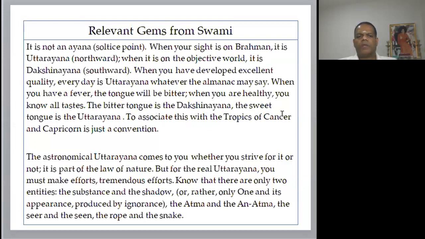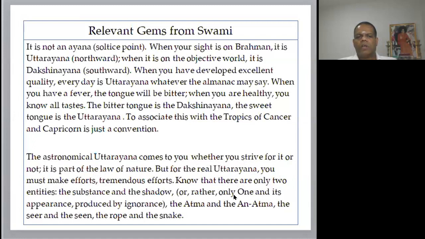To associate this with the tropics of Cancer and Capricorn is just a convention. The astronomical Uttarayana comes to you whether you strive for it or not. It is part of the law of nature. But for the real Uttarayana, you must make efforts. Tremendous efforts. Know that there are only two entities, the substance and the shadow.